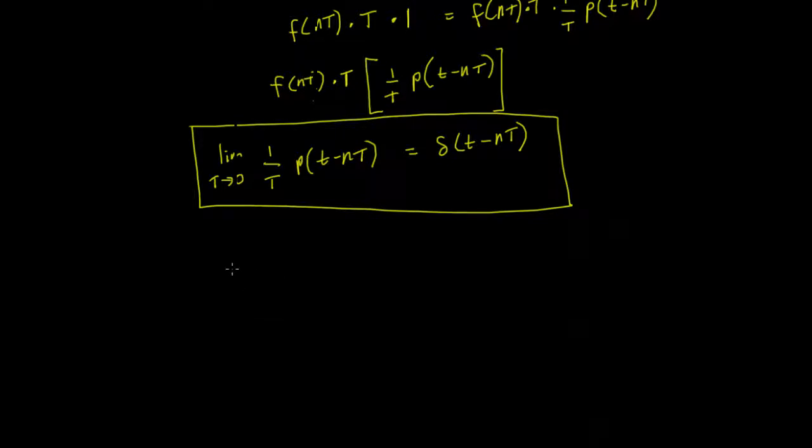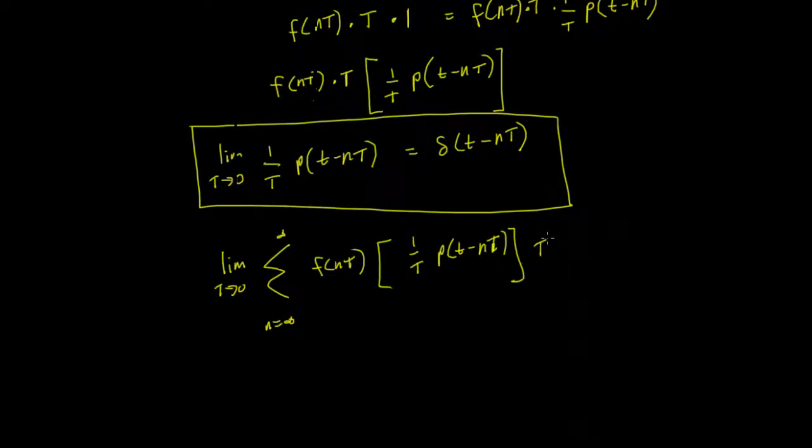Okay, so what we can say then is we're going to look at the limit as t tends to 0 of the sum of all of these little strips, which is going to be f of nt, and that's our 1 upon t, and the generating function p of t minus nt, that's big T, all times that value of t.